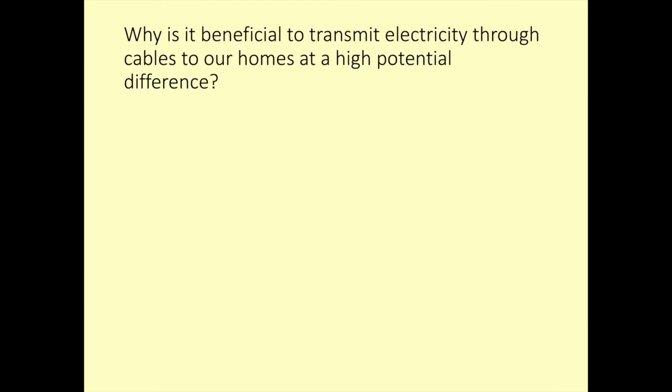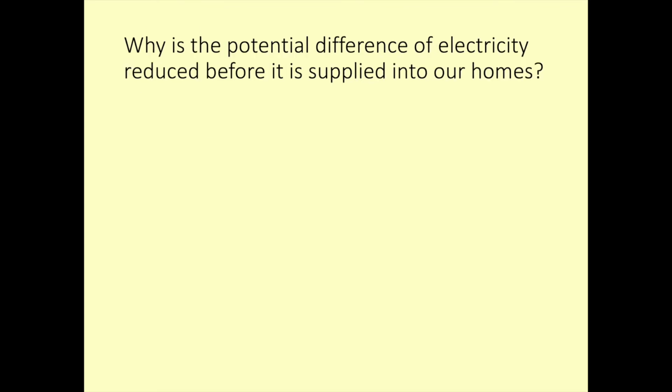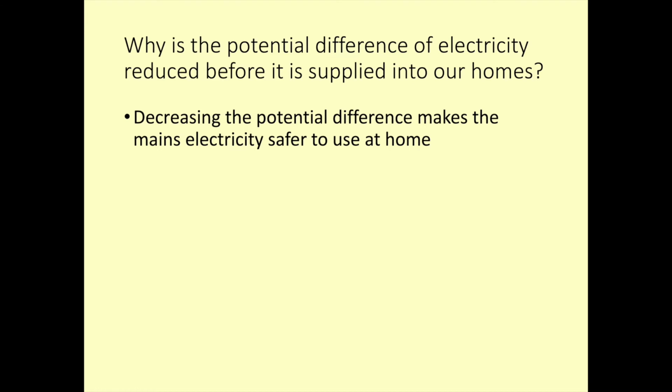So why is it beneficial to transmit electricity through cables to our homes at a high potential difference? So we talked about this, so this was that our electricity is transmitted at a high potential difference, resulting in a lower current being used, and so less energy is transferred to the surroundings due to heating of the cables. And remember that heating of the cables is as a result of the resistance in the wires. And why is it beneficial for our potential difference to be reduced before it is supplied to our homes? And that's because it's going to be making it safer for us to use at our homes.